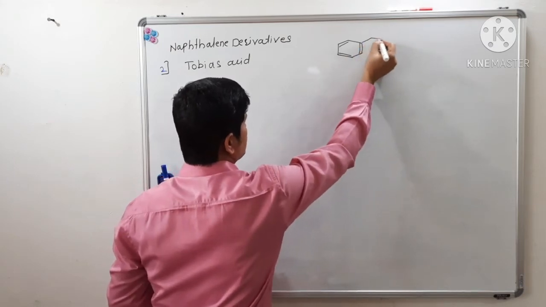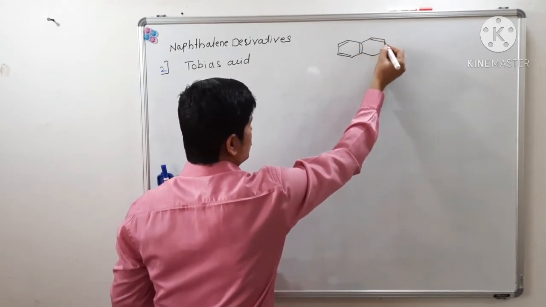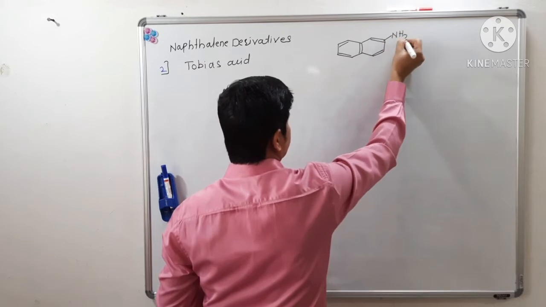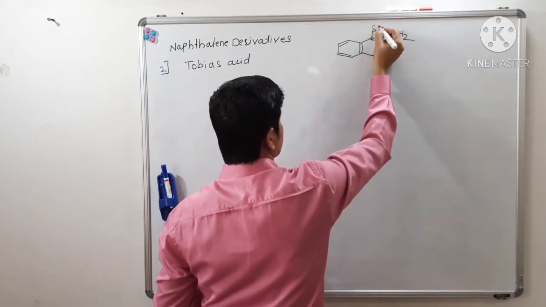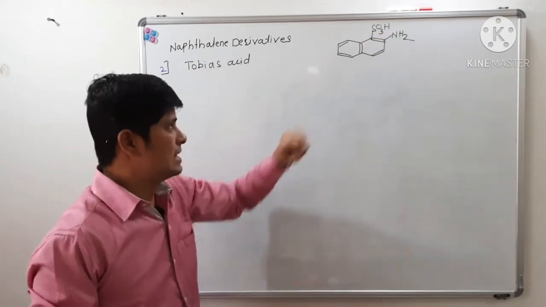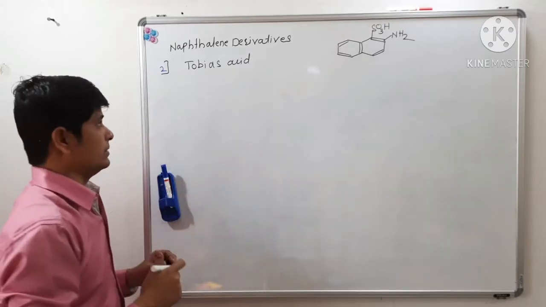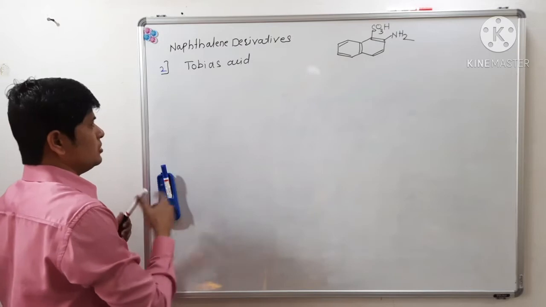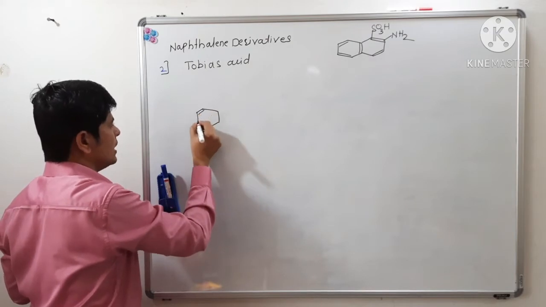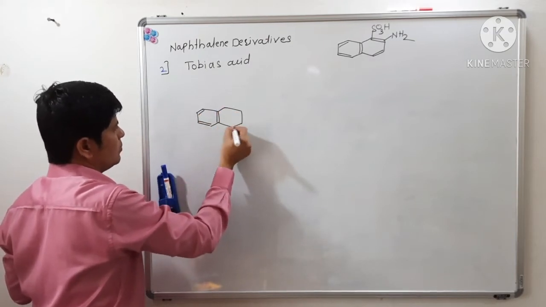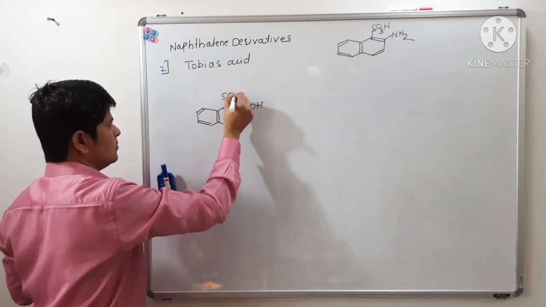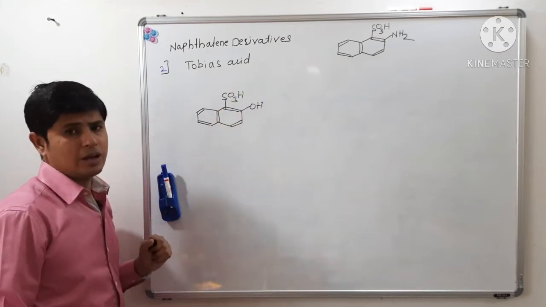Just now we have seen oxy-Tobias acid. Now let us see what Tobias acid is. This is Tobias acid. Now let us see how it can be prepared. For the preparation of Tobias acid, we have to start from 2-naphthol 1-sulfonic acid, or we can start from 2-naphthol or beta-naphthol.